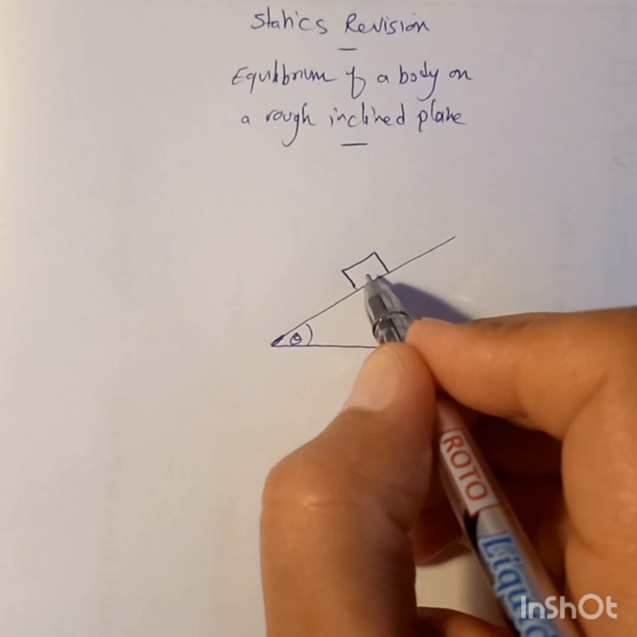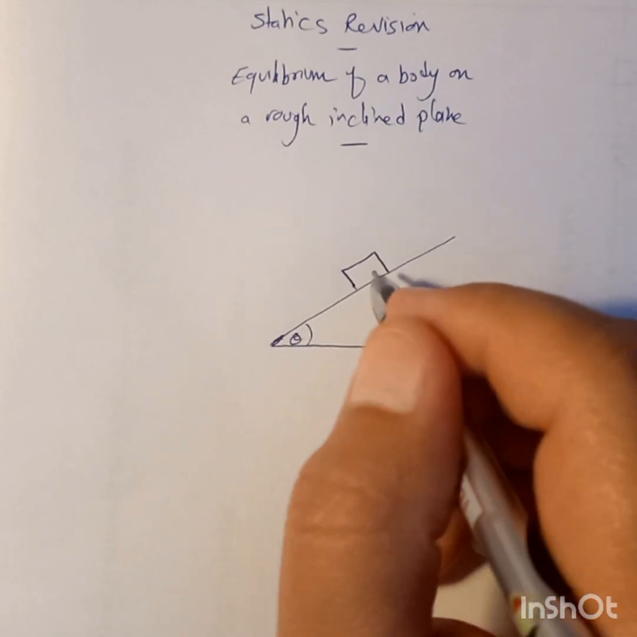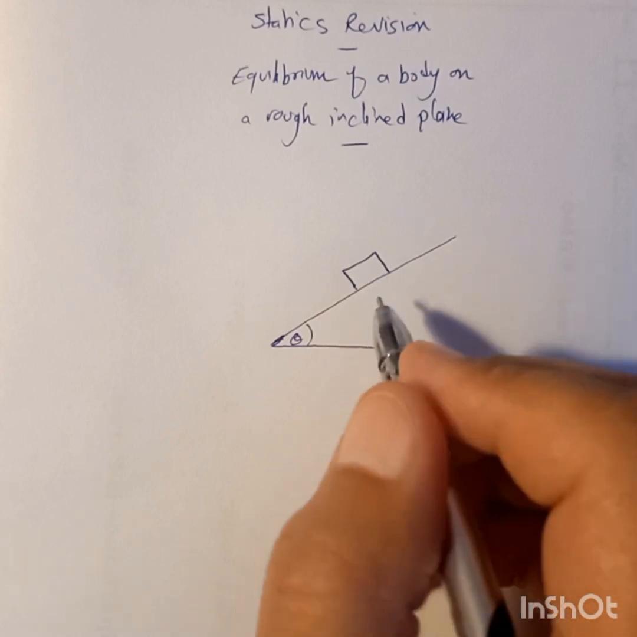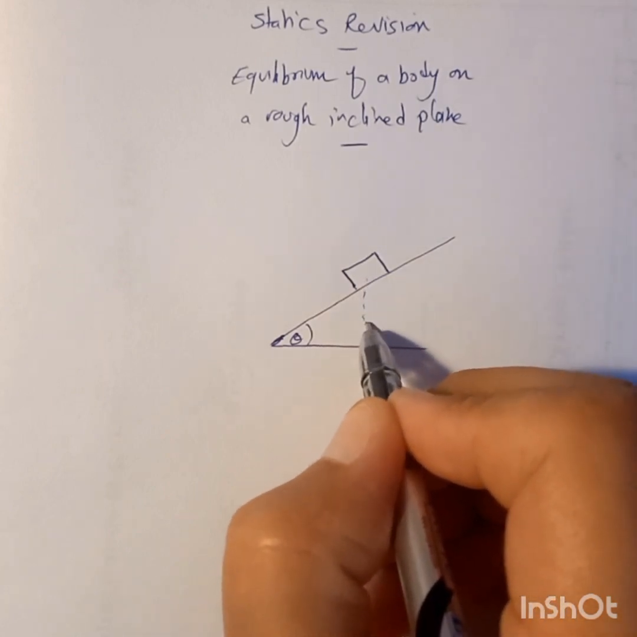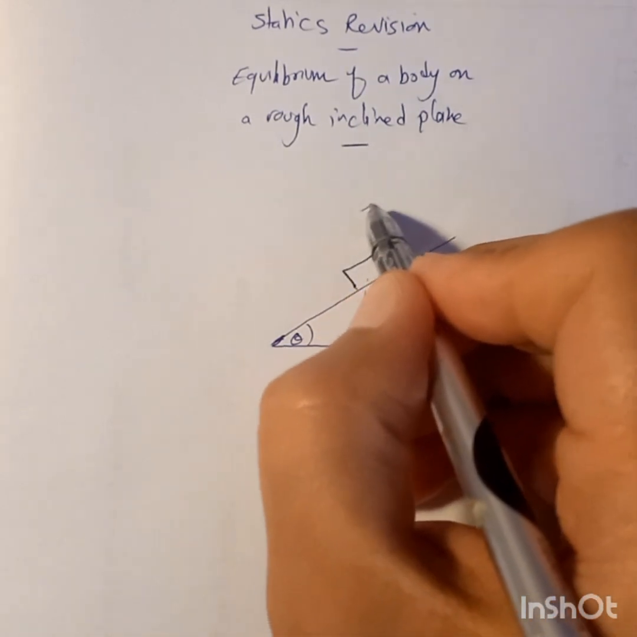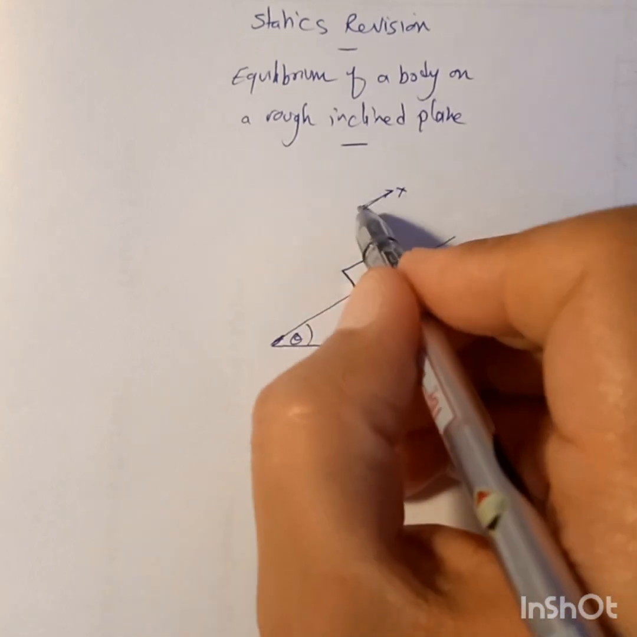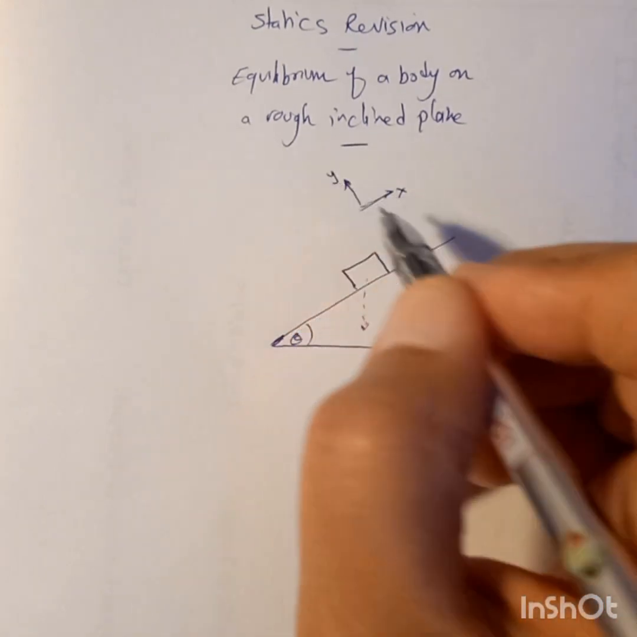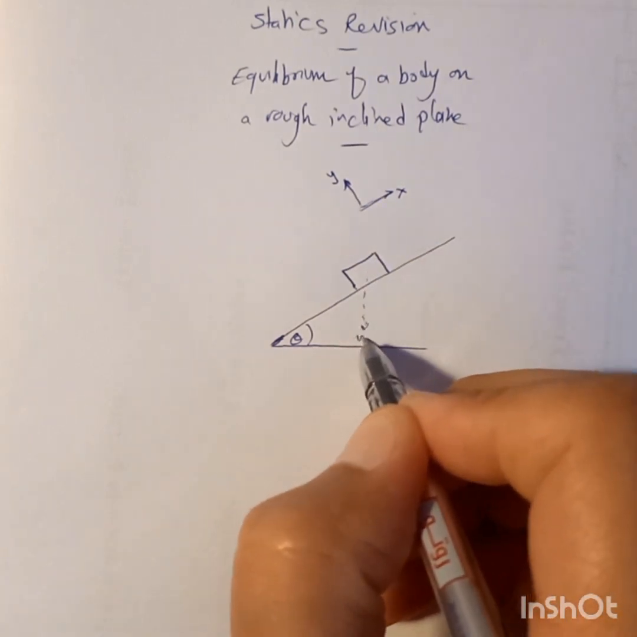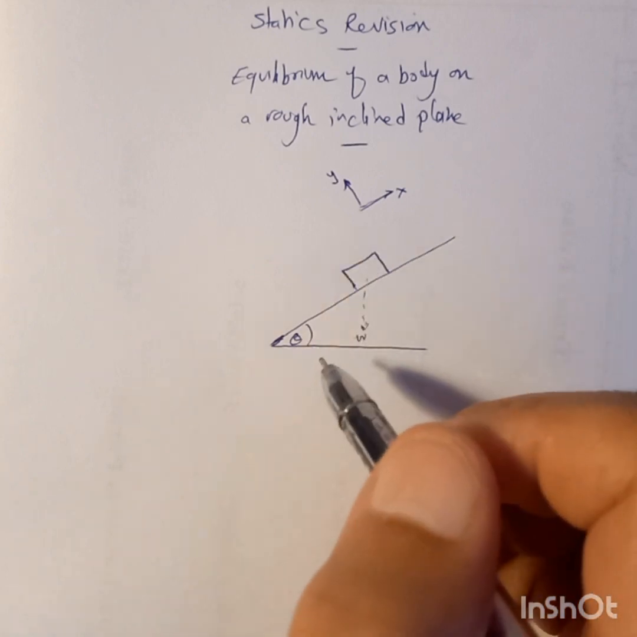We also have this body placed on the rough plane, and this body is under the action of its weight only. Its weight is acting vertically downwards like this. If we assume the x direction is parallel to this inclined plane, and the y direction is perpendicular to it, then we have to resolve this weight in these two orthogonal directions.